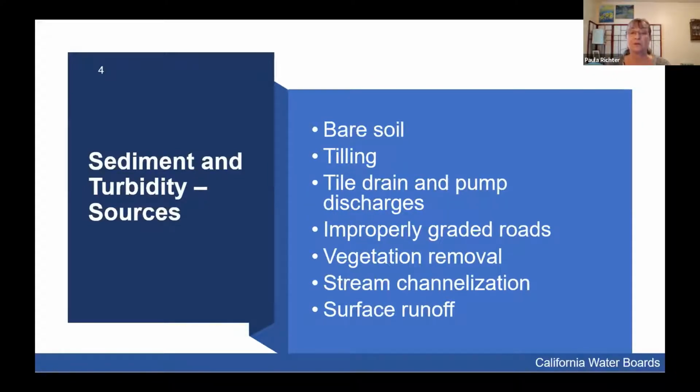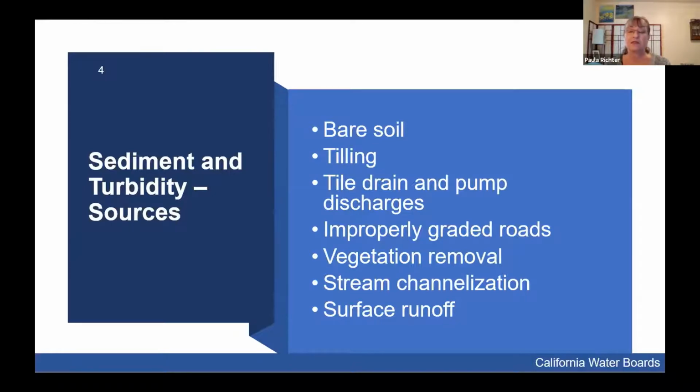Elevated sedimentation and turbidity is also widespread. Ag land use practices such as bare soil, tilling, tile drain and pump discharges, and improperly graded farm roads can cause soils to erode and discharge off a farm. The removal of vegetation, stream channelization, and surface runoff can cause sediment to discharge off a farm as well. Sediment discharges from farms are highly likely to contain pollutants, and even if not polluted, deposit fine soil particles and sand into water bodies that can harm aquatic life.